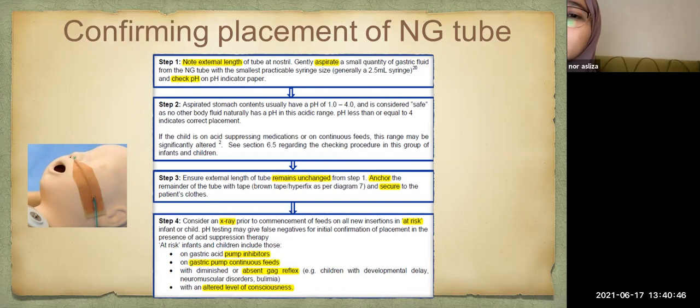Okay. Step 4 is to consider an X-ray prior to the commencement of feeds in at-risk patients. For example, children or infants who are on gastric acid pump inhibitors, on continuous gastric pump feeds, with a diminished or absent gag reflex, and lastly those with an altered level of consciousness. Okay, next slide.